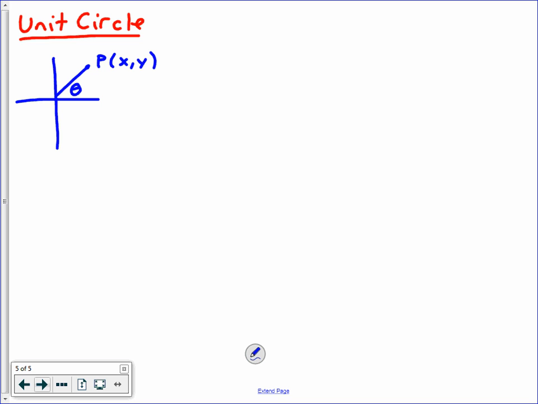Okay, so you're going to draw for me, if you would, the lovely unit circle. And you're going to put a point somewhere. You're going to pick a point somewhere on the circle in the first quadrant. It doesn't matter where. And you're just going to call its coordinates x, y. We're going to zoom in here, and I'm going to make a lovely triangle.